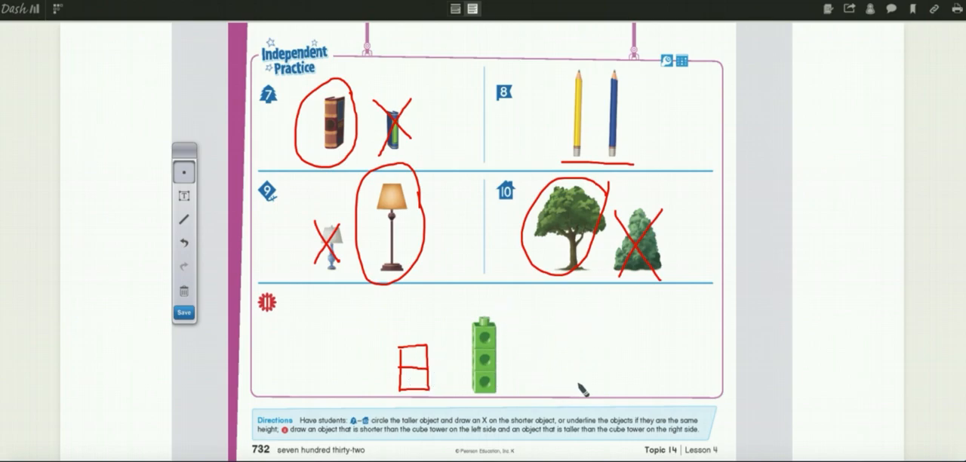Now we need to draw an object that is taller on the right side. How many cubes should I draw? 4 to make it taller. 1, 2, 3, 4.